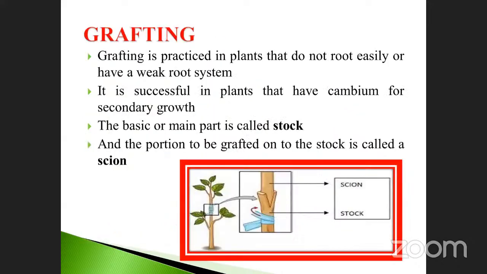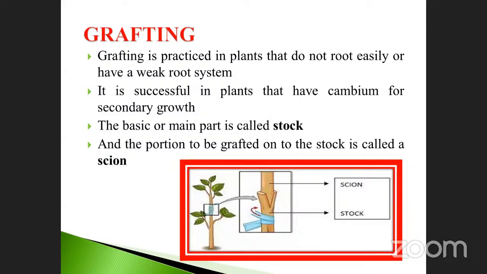Grafting. Grafting is a practice for plants that do not root easily or have a weak root system. Suppose any plant has a weak root system, that plant does not root easily. You can practice this type of grafting methodology. It is successful in plants that have cambium for secondary growth.